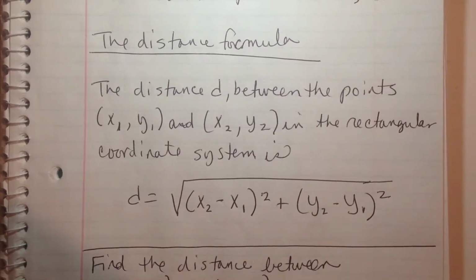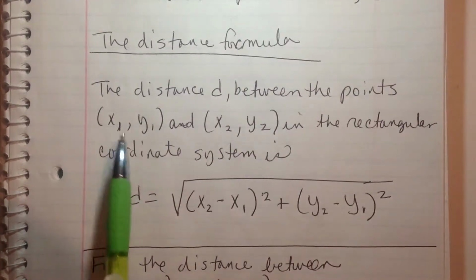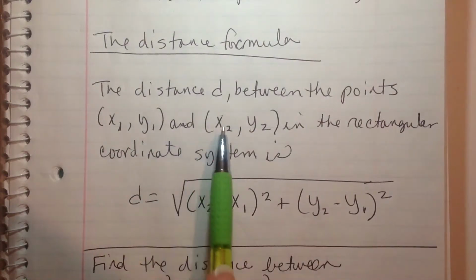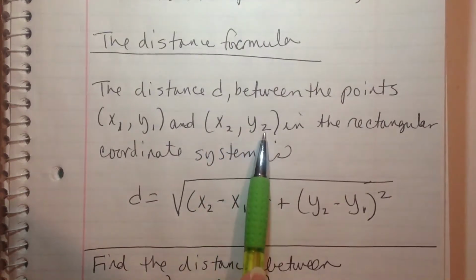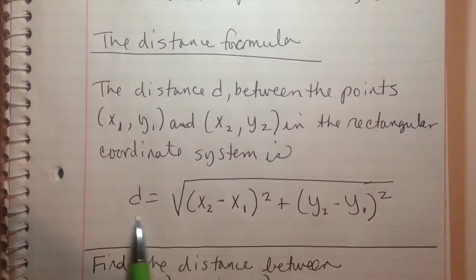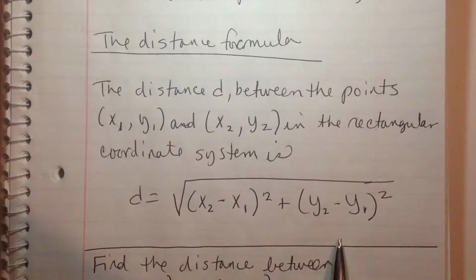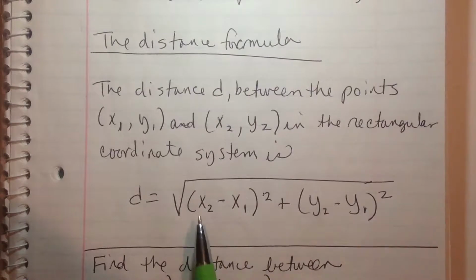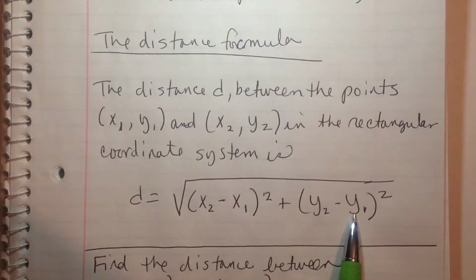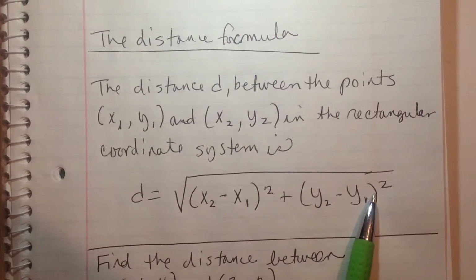The distance d between the points (x sub 1, y sub 1), those are little subscripts 1, and (x sub 2, y sub 2), little subscripts 2, in the rectangular coordinate system is, this is our distance formula. You need to write this down and memorize it. It's the square root of open parentheses x sub 2 minus x sub 1, that difference squared, plus y sub 2 minus y sub 1, with that difference squared.